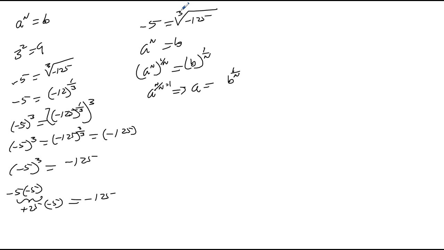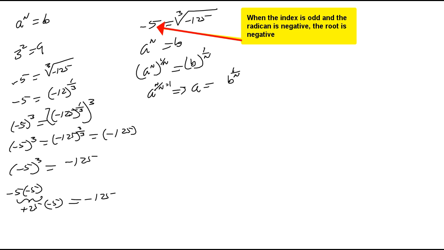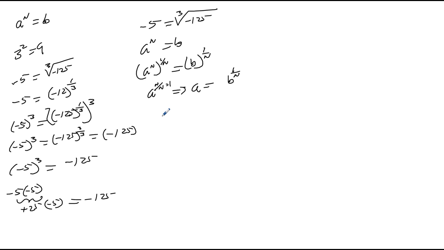So when the index is odd, a can be negative. And that means that minus 5 is a root of order 3 of minus 125.